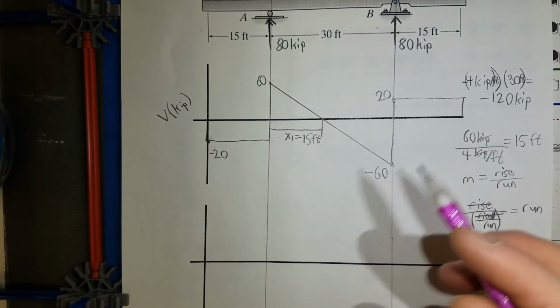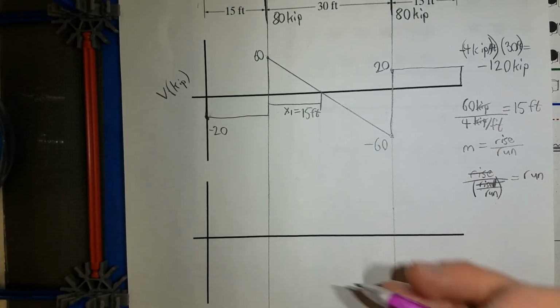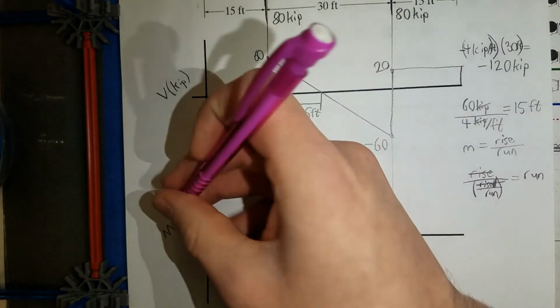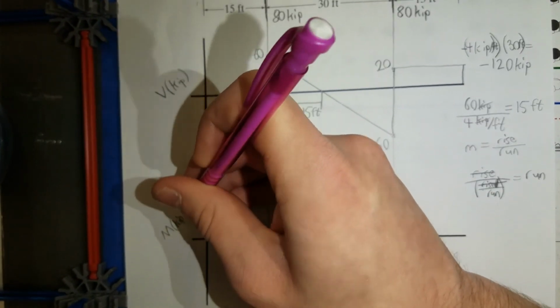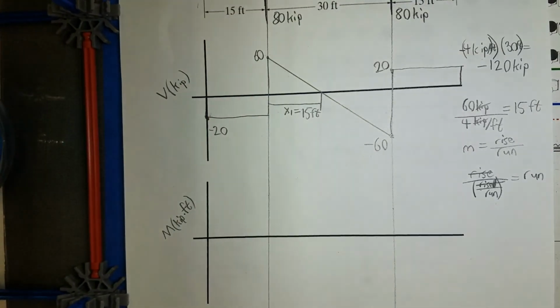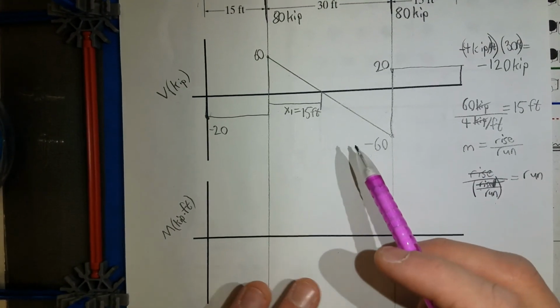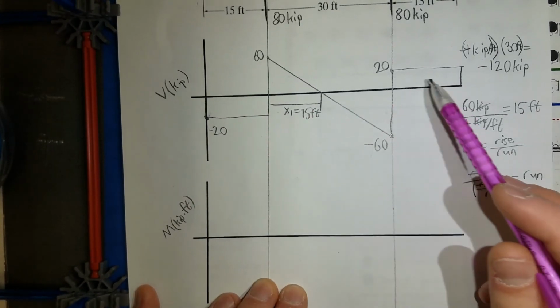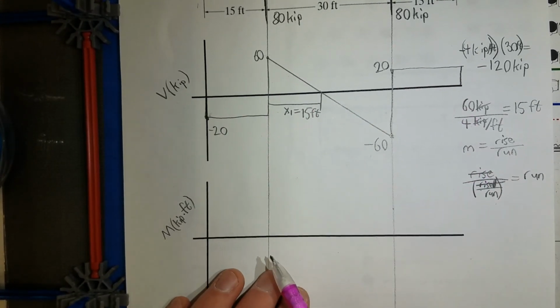And so we're going to go ahead and go on to our moment diagram. So we'll go ahead and write M for moment. The units are going to be kip feet. So in kip feet, what we need to know is the relationships between the shear diagram here and the moment diagram.